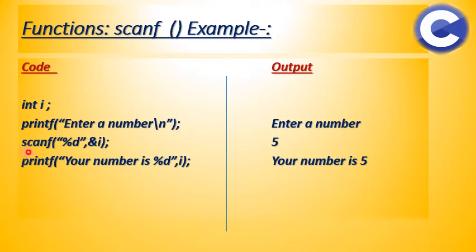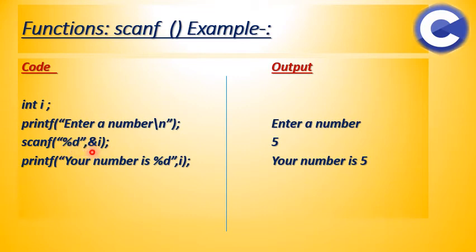Now in the third line, it is scanf. Then in the double quotes, %d comma address of i. It means I, as a user, input data which is of integer data type, by this format specifier. About the format specifier, I have made a video, you can go and check. So here in the scanf function, I use this %d format specifier. What it does is indicate that the data input by the user will be of integer data type only.